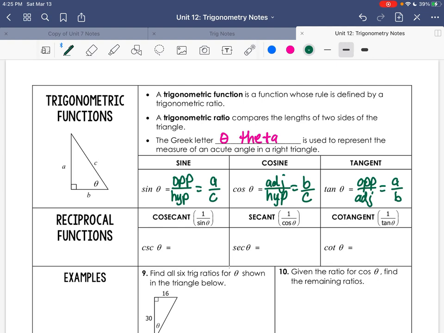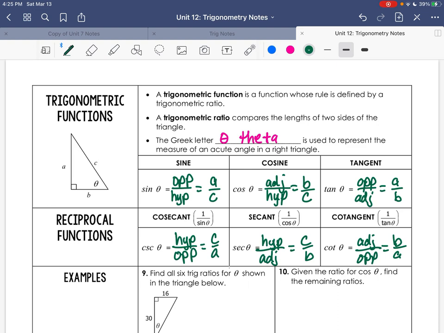So you can see here that they're represented like cosecant is 1 over sine, secant is 1 over cosine, and cotangent is 1 over tangent. So cosecant would just be hypotenuse over opposite, so it would be C over A. And secant would be hypotenuse over adjacent, so it would be C over B. And then cotangent is adjacent over opposite, which is B over A.